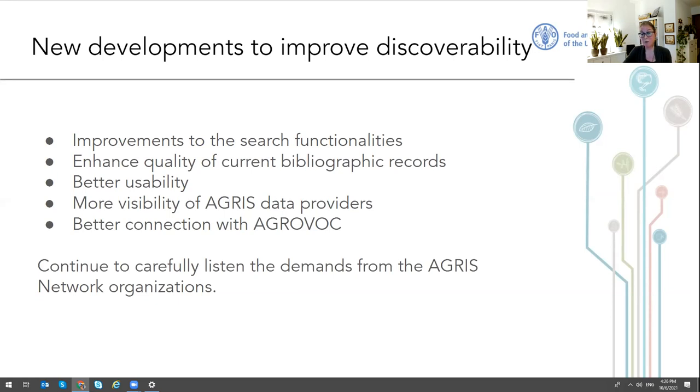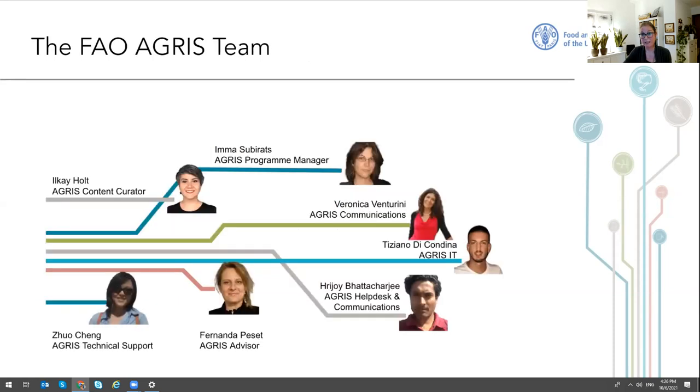We also want to better connect with AgriVoc, and this is something that we are definitely planning to do. And I hope that we are going to have good results next year. And as usual, we continue to carefully listen to demands from the AGRIS network organizations or any individual as well that wants to mention something or recommend something to improve in AGRIS. This is the team. It's a very, very small team. They are doing a great job.